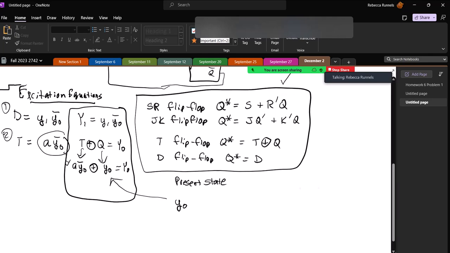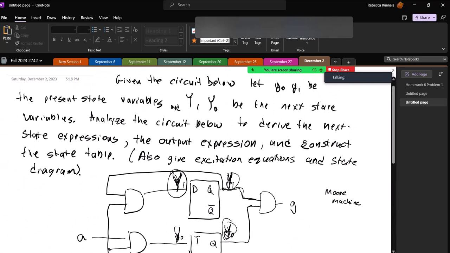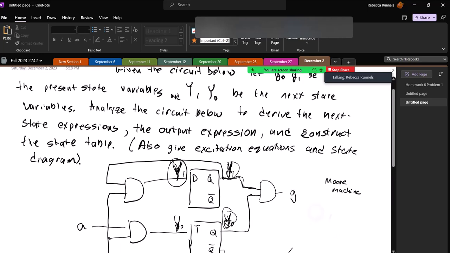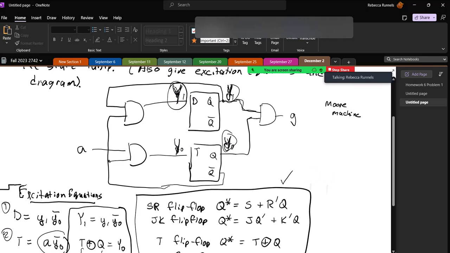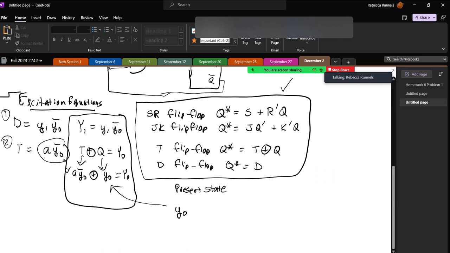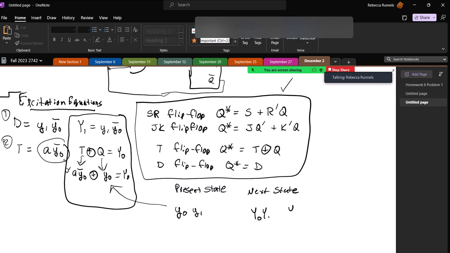What order do I want to do this in? I want to do Y0. There's not a rule on this, by the way, and the two professors do them in different orders. Y0, Y1. And my next state will be capital Y0, capital Y1, and capital Y0, capital Y1.